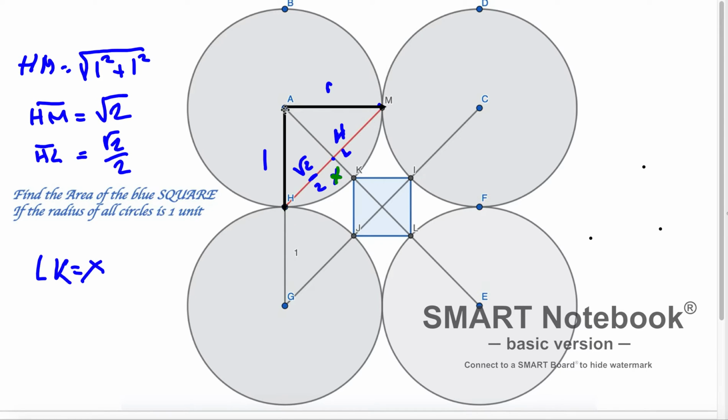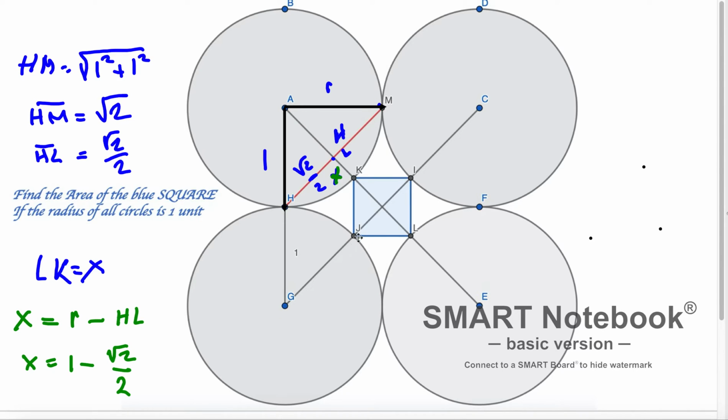How can we find LK? LK we already know is the radius 1 minus this distance LA. So X is going to be equal to the radius R minus AL or HL, because both of them are equal. Even if I write AL, it makes no difference because both are the same. Now X is equal to 1 minus HL, which is the square root of 2 divided by 2. So we already found X. X is equal to 1 minus the square root of 2 divided by 2.